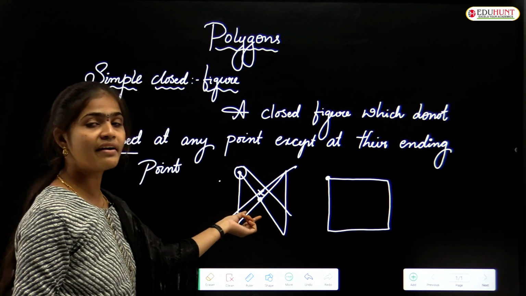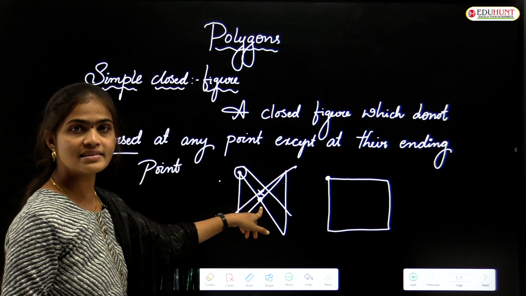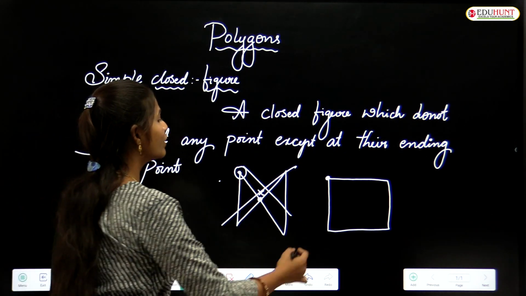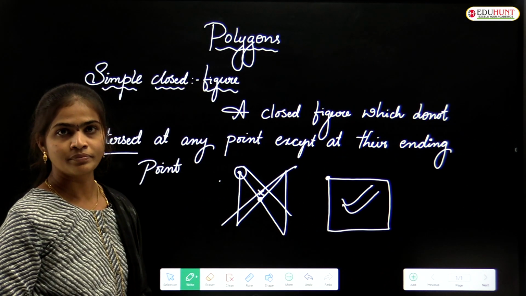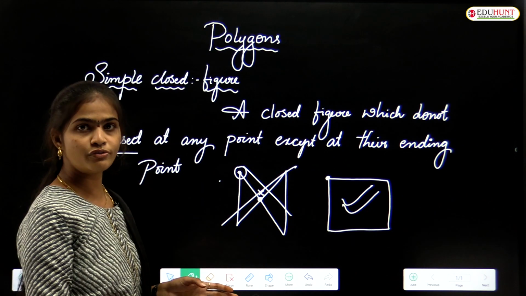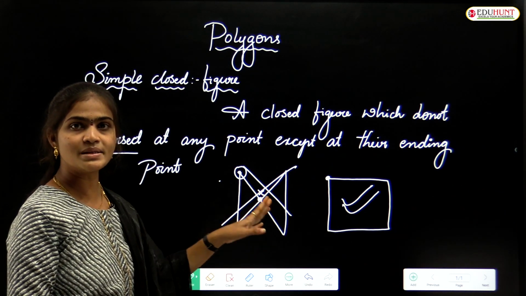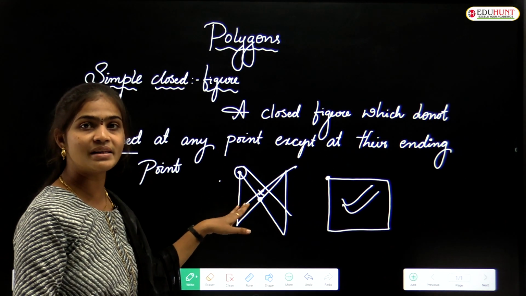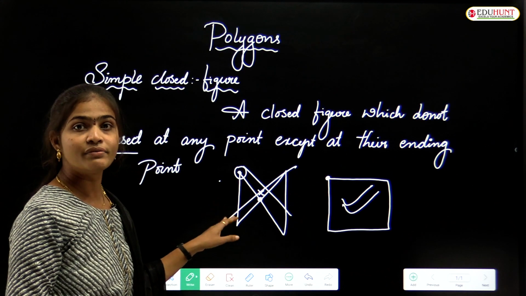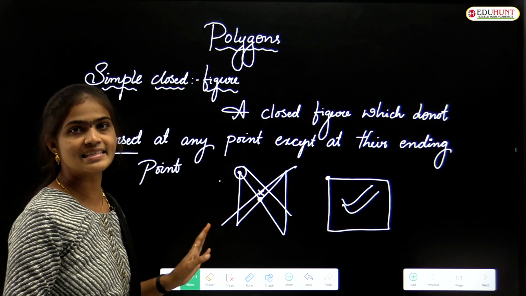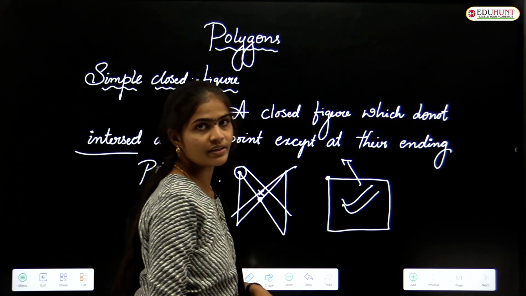But this picture has that intersecting point. Except for the ending points, we have some other intersecting point here. That's why we will not call this type of figure a simple closed figure. When you observe those two figures, those two are also closed figures only. But what is the difference? This figure has some intersecting point. That's why we will not call this figure a simple closed figure. We will call this figure a simple closed figure.